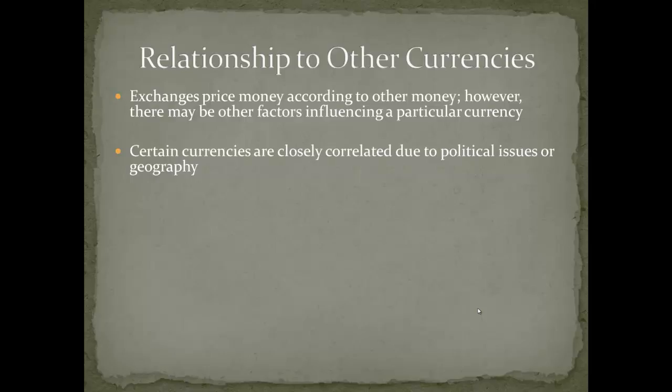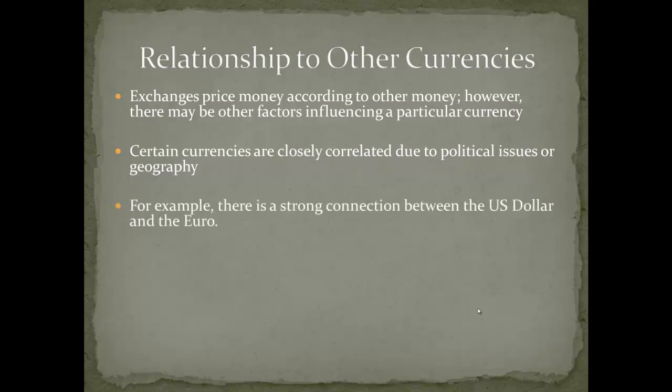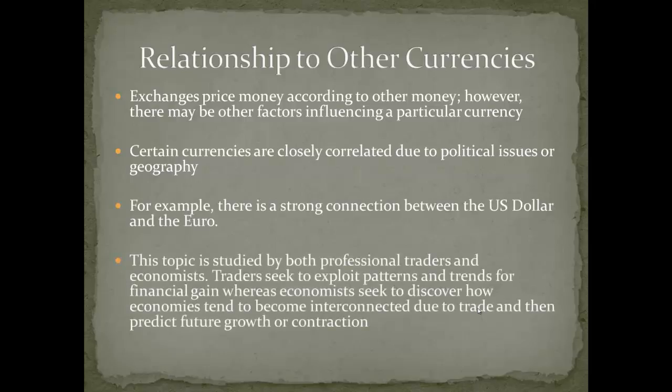Geography also has an incredibly important effect on the price of money. There's a relationship between the Canadian dollar and the US dollar because of the amount of trade, and also the peso in Mexico and the US dollar because of the amount of trade between our countries. That would not be apparent if Mexico, for example, was in the place of Argentina. Argentina's money has less of a connection to the US dollar than the peso does because of geography. And these relationships are studied by economists and by traders alike. And as I mentioned, there's a strong connection between the US dollar and the euro.